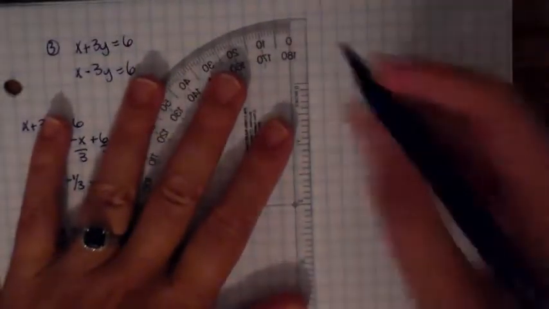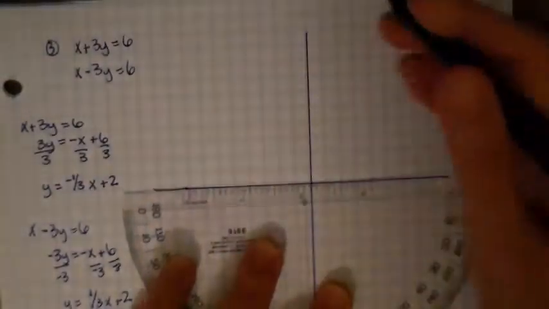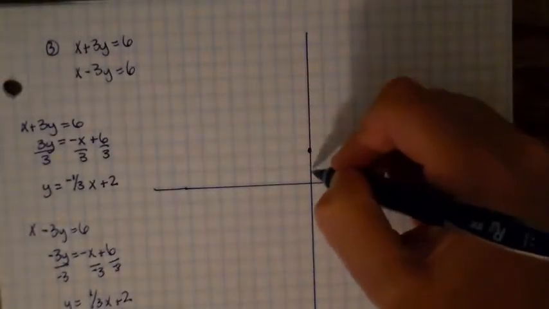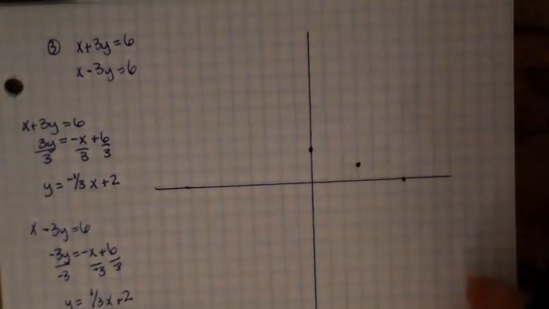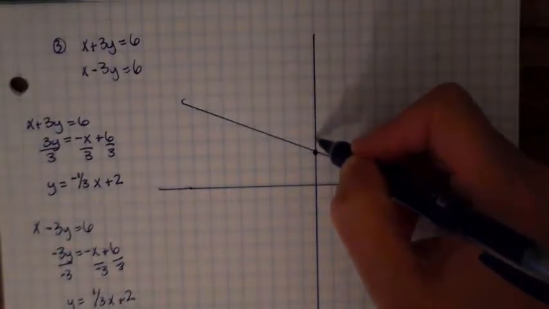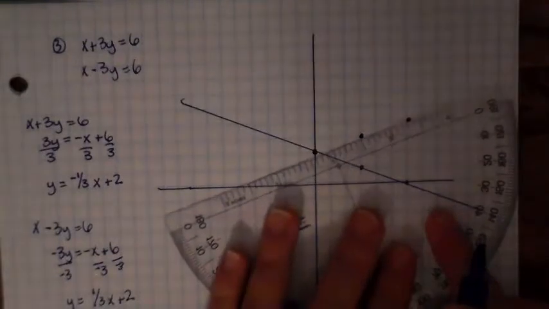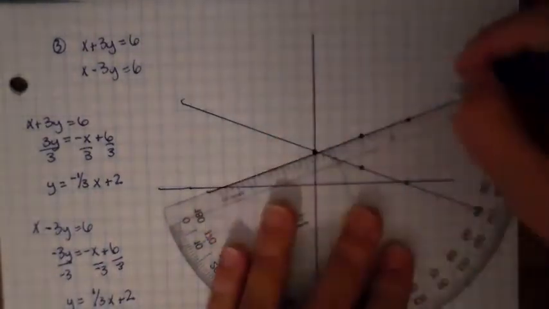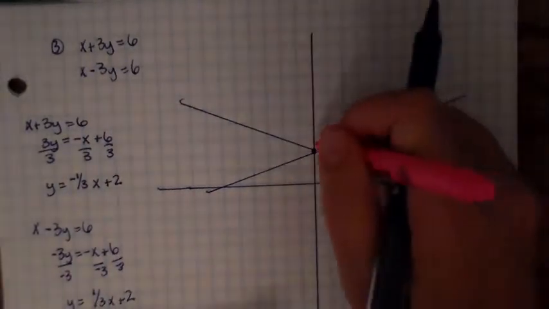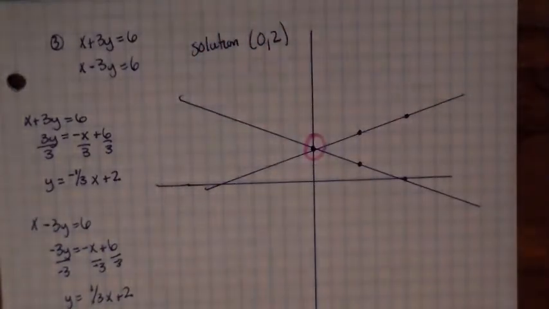So I'm going to graph this. I start at 2, and I go down 1 and over 3. Connect my dots. I start at 2 again, and I go up 1 and over 3. And I can tell you right now where my intersection is, but I'll go ahead and draw the line. Here is my solution point. My solution is (0, 2), or the y-intercept.